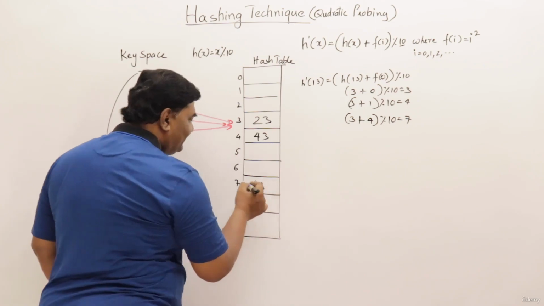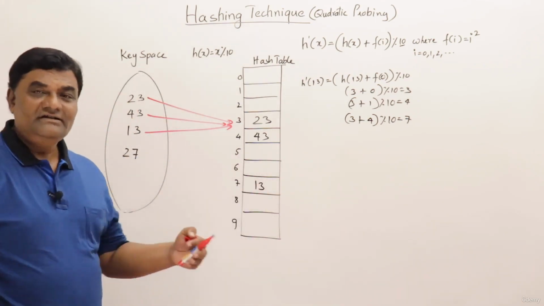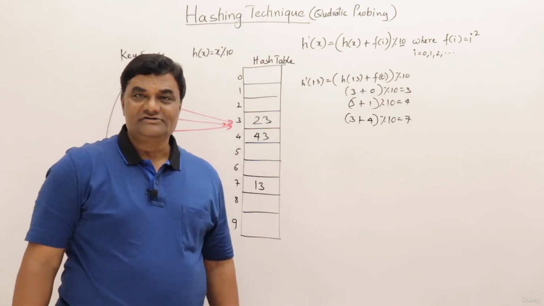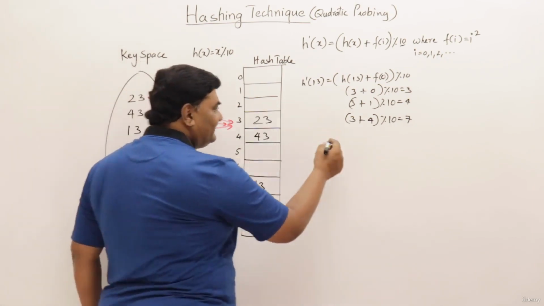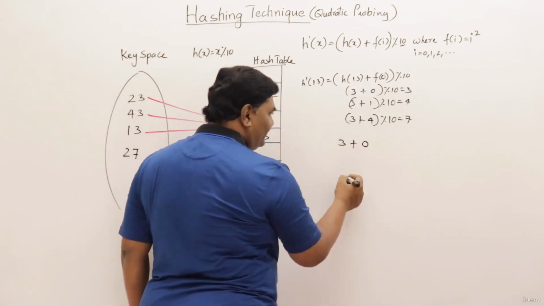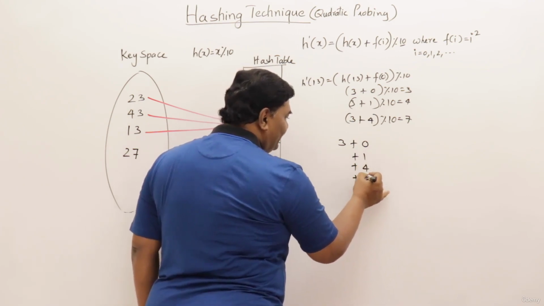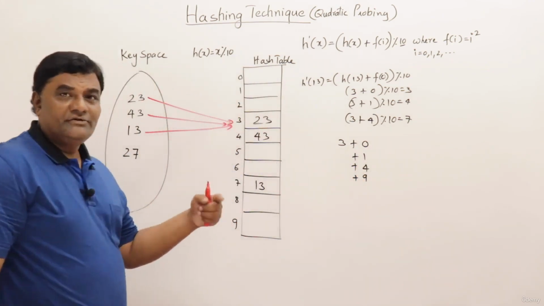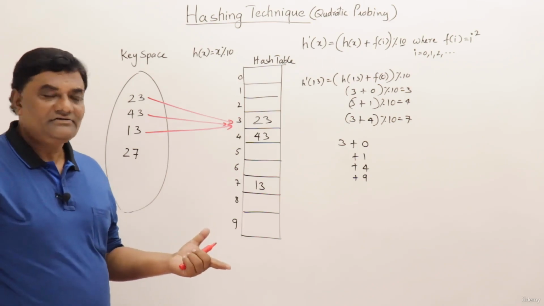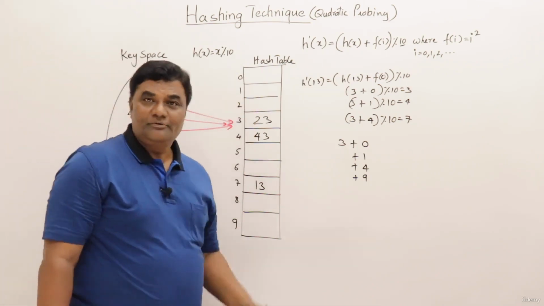So you can see that the element is stored with a little distance if there is a collision. It means in this 3, first time we added 0, next time we added 1, next time we added 4, next time we'll be adding 9. So square, quadratic. That's how this is quadratic probing.